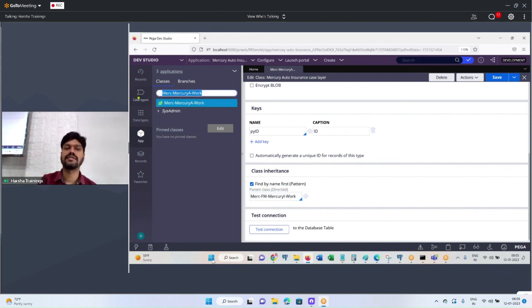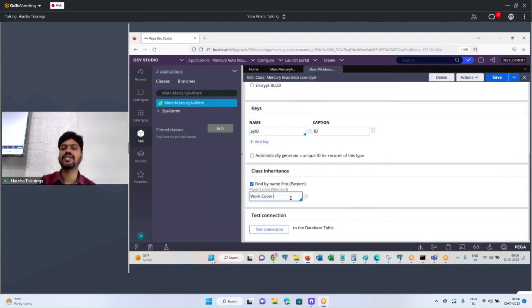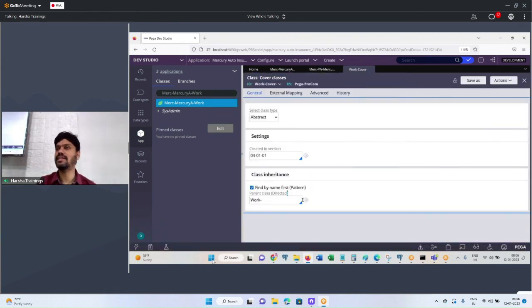This is pattern inheritance, right? I told you already, these three classes belong to this application only. Okay, what is this one? Direct. This class has a direct parent of this one. For this, it is the framework application, the built-on application. For this, the parent is Work-Cover-. Correct? Work-Cover- parent is Work-.